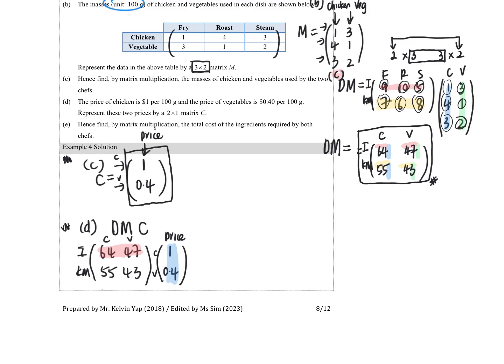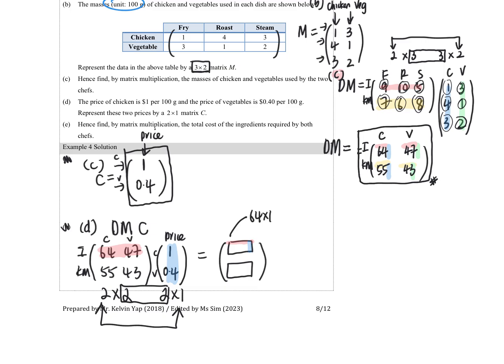So if you check, this is a 2 by 2 and this is a 2 by 1, so my final answer is also a 2 by 1. So 2 rows and 1 column. The very first one is the red row times the blue column. So what I get is 64 plus 40 cents times 47. What do I get?